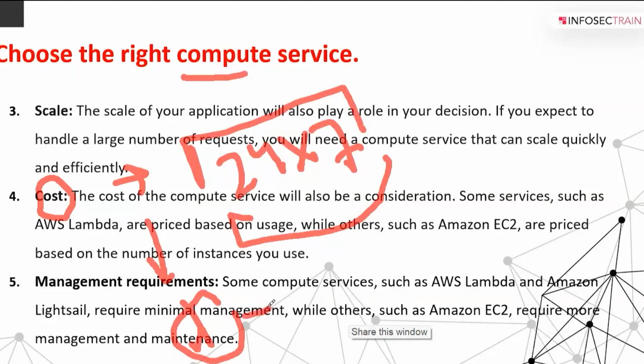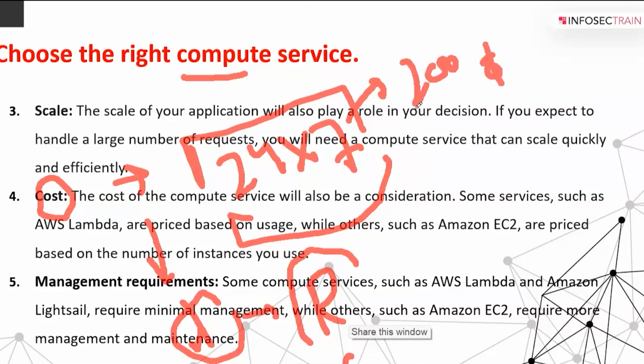So what happens in the AWS Lambda? When the client comes to the website, only then the server starts running, and only then am I charged. So I am saving a lot of cost there. If running 24/7 costs me at least $200 a month for a good server, definitely if I run a service with AWS Lambda, I will be saving a lot.